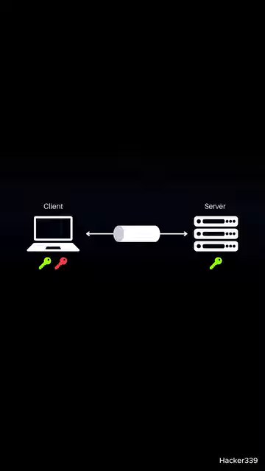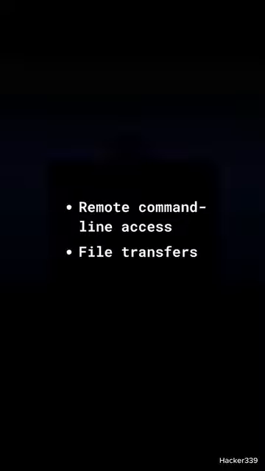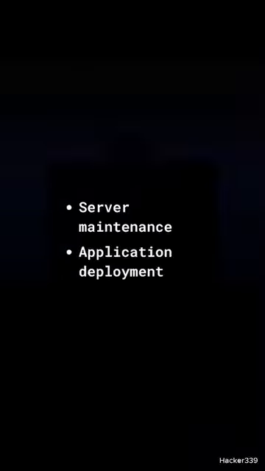This connection is established over an encrypted channel, which means all data sent between your machine and the remote server is protected from eavesdropping or interception. SSH is primarily used for remote command line access, file transfers, and tunneling traffic. It's often used by system administrators and developers for tasks such as server maintenance, application deployment, and troubleshooting.